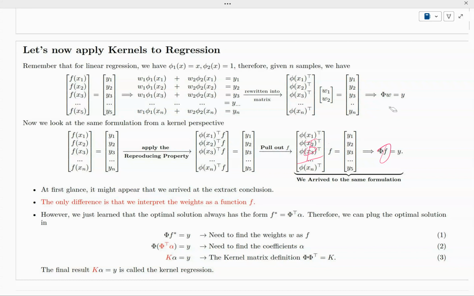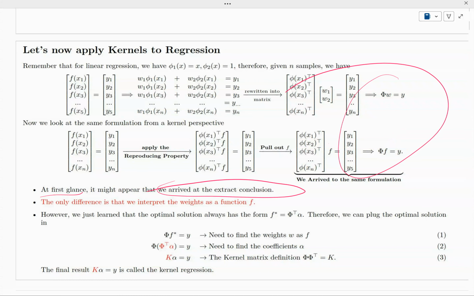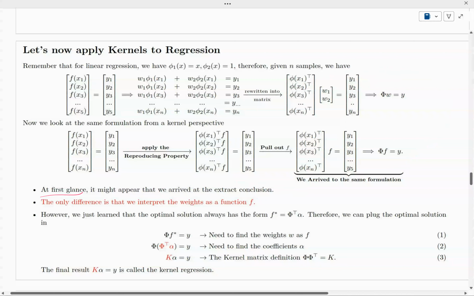If that's the only case, it doesn't feel like kernels has really given us anything. What if this interpretation change is all we got? However, that is not it. We actually got a lot more than this. At first glance, it may appear that we arrive at basically the exact same conclusion. However, no.